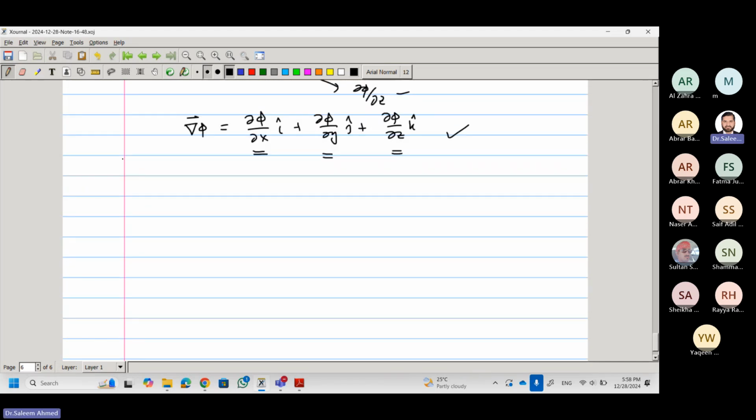If a vector function is given, a vector function has some function with i, some function with j, some function with k. So there are three functions basically here, f1, f2, f3. If you want to find the divergence of f, it is called del dot f. When you take the dot product, there is no ijk. So you take the first one, f1, with x, second with y, and third with z.